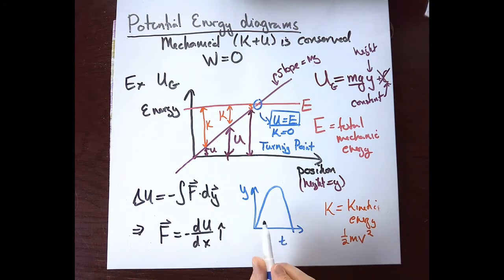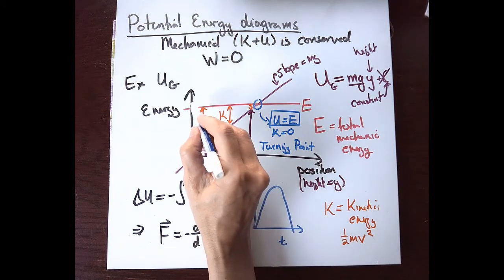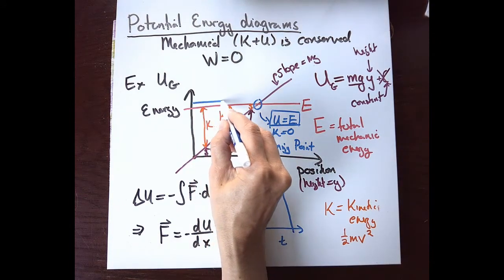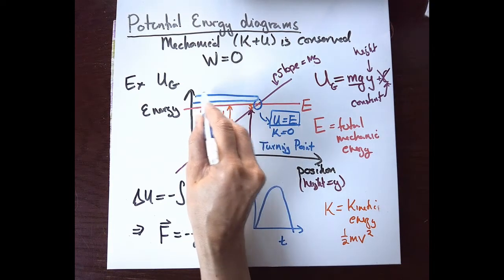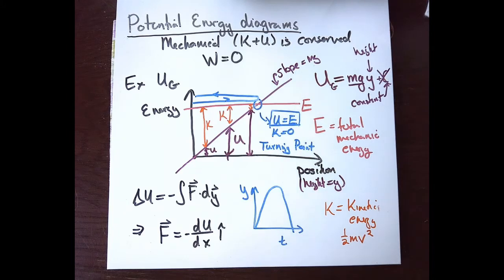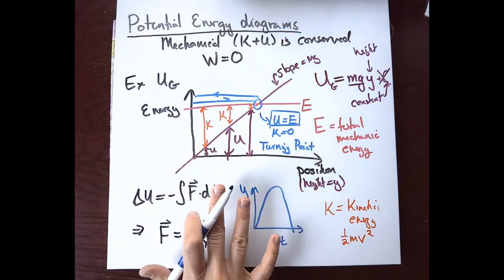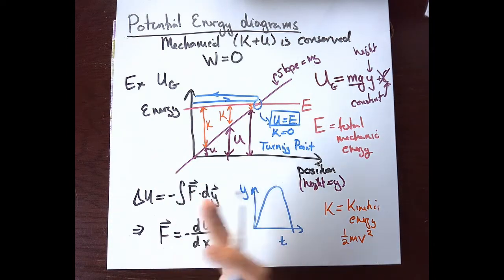So that's what's going on, except for going up and down like this. The traveling's happening like this. It goes up, it slows down, it stops, it turns around and falls back down that way. So this is how you can use a potential energy graph. It tells you some other things.